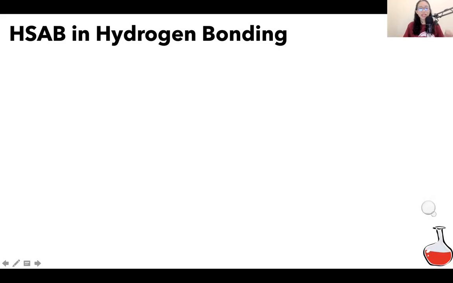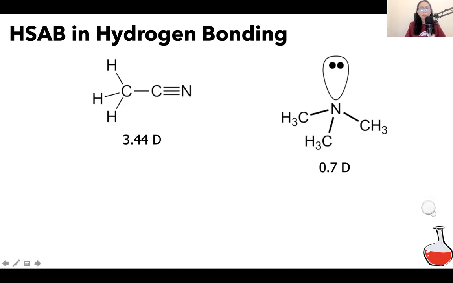Let's try applying the HSAB theory in some of the phenomena in chemistry that we are familiar with. First, hydrogen bonding. For example, we have two molecules, acetonitrile and trimethylamine. Shown here are their polarities. Acetonitrile has a polarity of 3.44 debye units, while trimethylamine has a polarity of 0.7 debye units. This means that acetonitrile is more polar than trimethylamine.